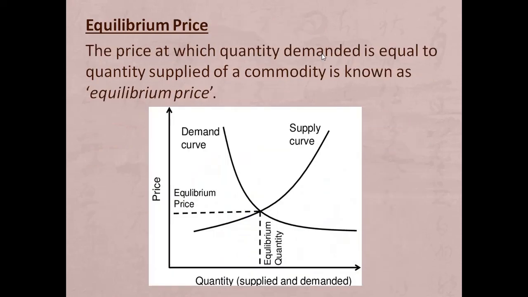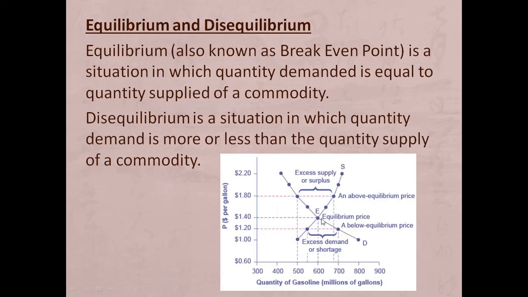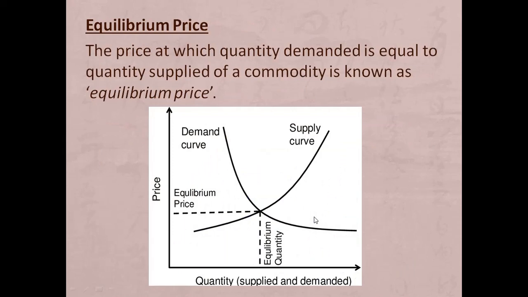Now, whenever we discuss the equilibrium condition, we always relate it with the price. So what is equilibrium price? At the time of market equilibrium, the prevailing price is known as the equilibrium price. So the price at which the quantity demanded is equal to the quantity supplied is known as the equilibrium price.